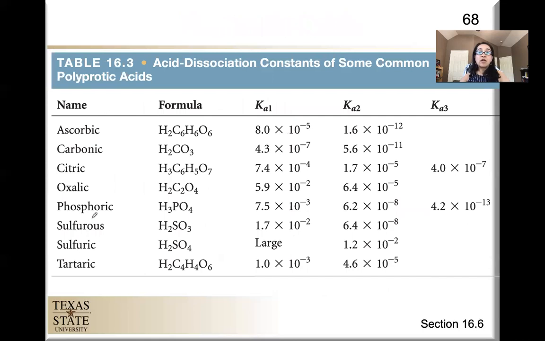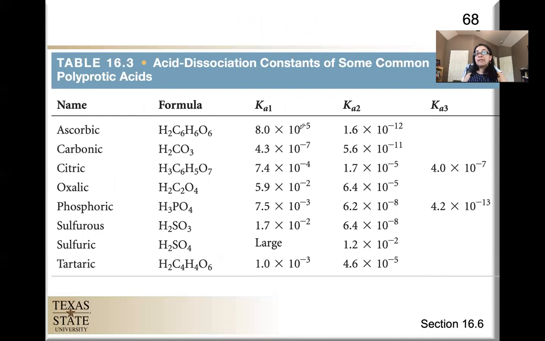Here we have a list of a number of polyprotic acids. Notice that all of these have more than one hydrogen that can be donated. And each of the hydrogens that can be donated has a respective Ka. So Ka1 will be for the first donation, Ka2 will be for the second donation, Ka3 will be for the third donation if the acid happens to have 3 acidic hydrogens.